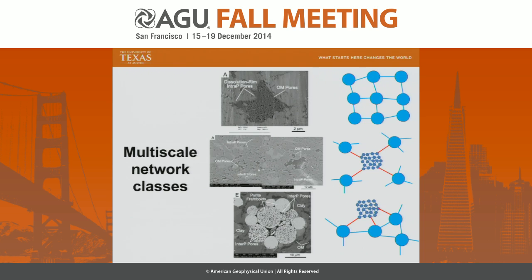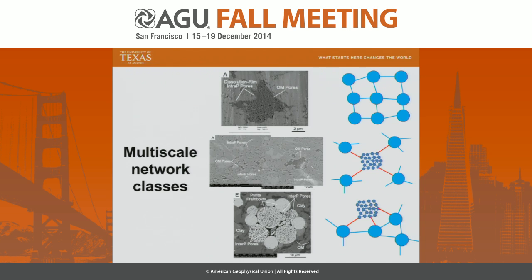We looked at a boatload of SEM images of shale, and we basically realized three patterns. The first pattern could be represented by a single scale network model. So either you have an extrabasinal particulate sediment, or you have a large amount of organic matter that has pores in it.